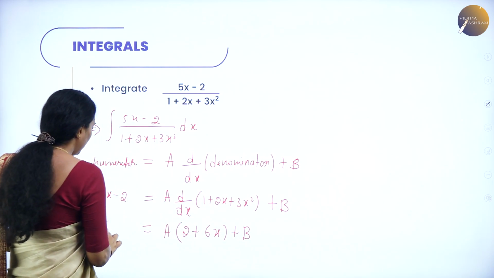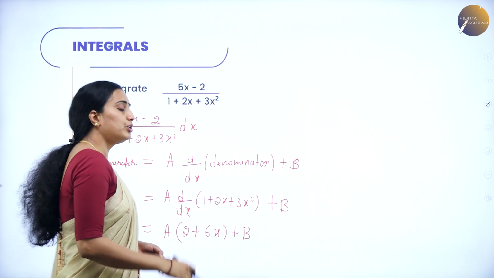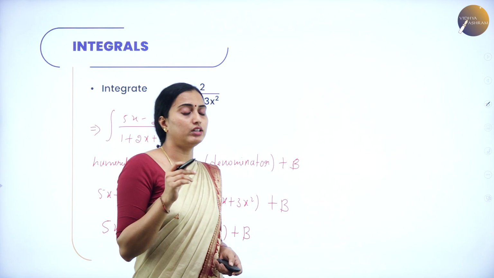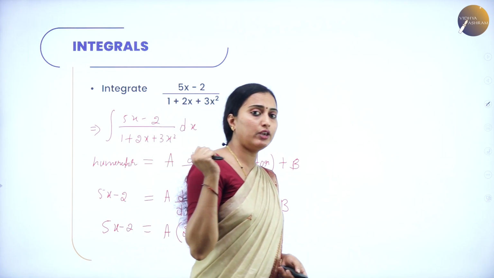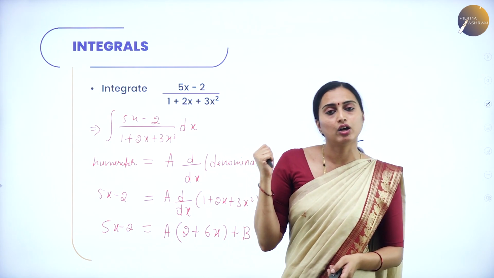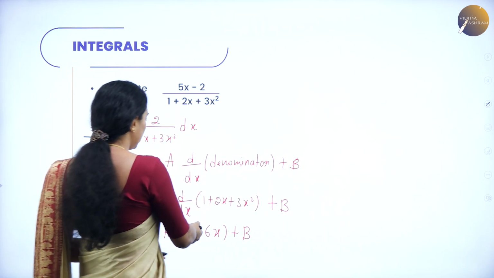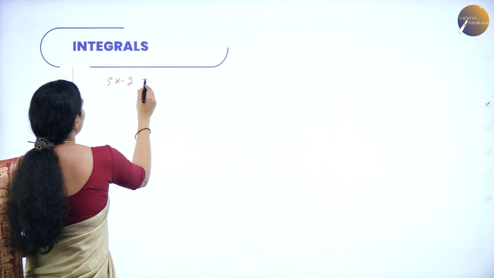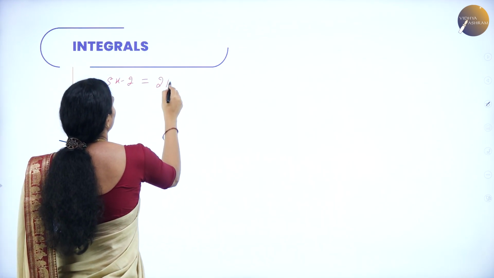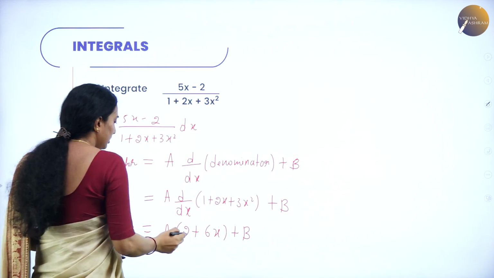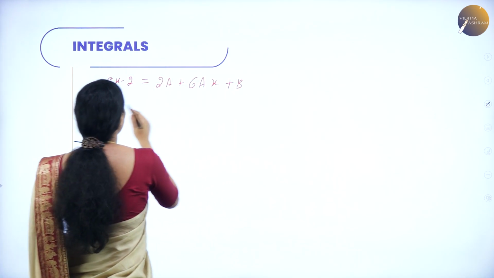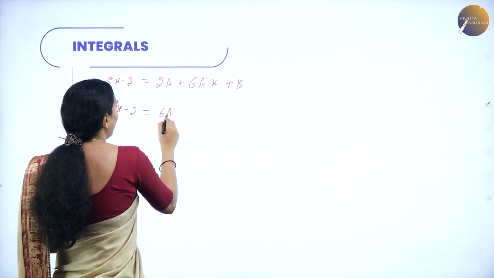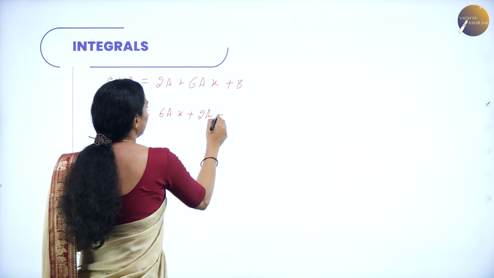plus b. Now you have here 5x minus 2. We can compare the two to find out the values of a and b. You compare the coefficient of x, and you also compare the constant terms. So let me write that first by multiplying. You get 5x minus 2 equals a into 2 plus a into 6x plus b. Otherwise we can write it as 5x minus 2 equals 6ax plus 2a plus b.